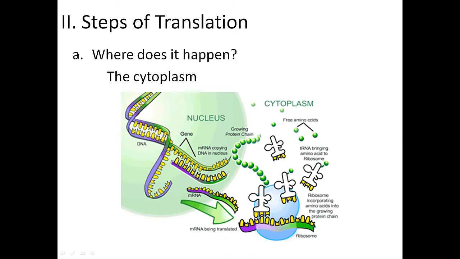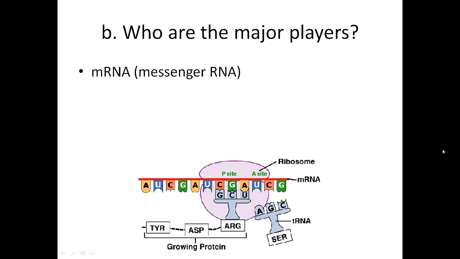We started in the nucleus, we had a gene that we copied with mRNA. mRNA got sent out, and now we're working out here with ribosomes and tRNA in the cytoplasm. The major players will be mRNA, which stands for messenger RNA. We've already met mRNA.